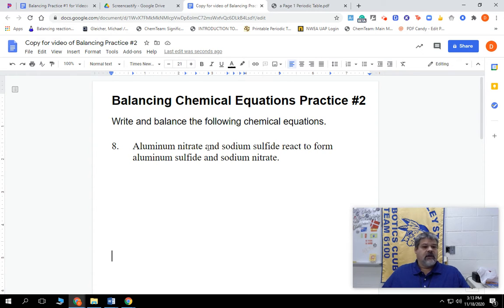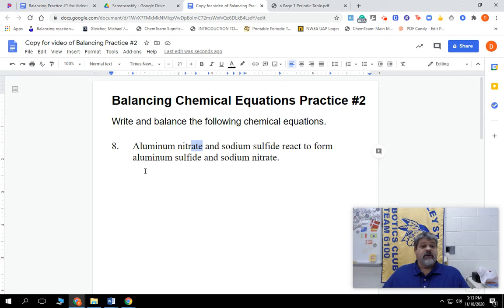So aluminum nitrate is a type 1 polyatomic nomenclature. Sodium sulfide is just a type 1 binary. And then aluminum sulfide is a type 1 binary, but sodium nitrate is a type 1 polyatomic. And again, we know that because of the "ate" that's there.